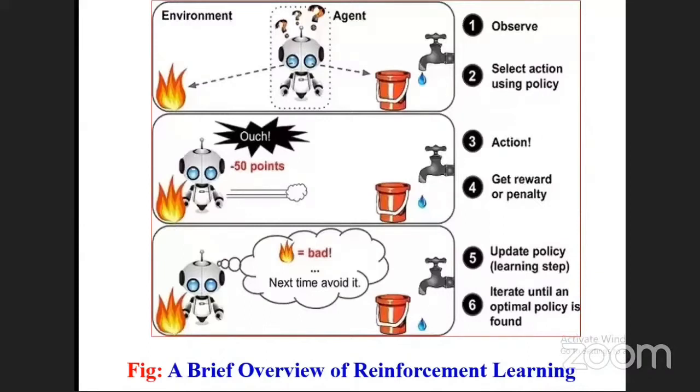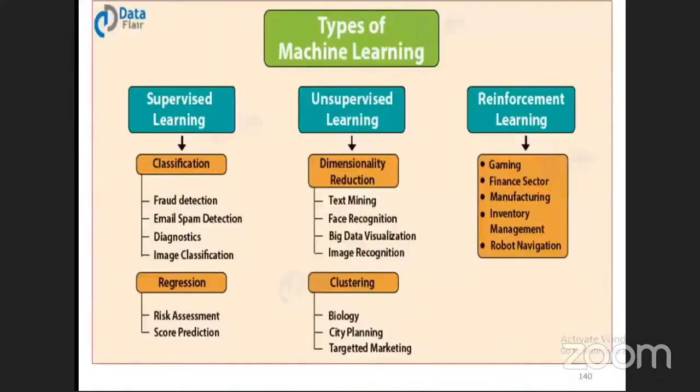That means if it does a bad step, we are giving punishment to the robot. That is called punishing. And if it does the right step, we are giving the reward. That's why reinforcement learning is called a punishment and reward concept. My dear friends, learning from the errors, learning from the mistakes is called reinforcement learning.